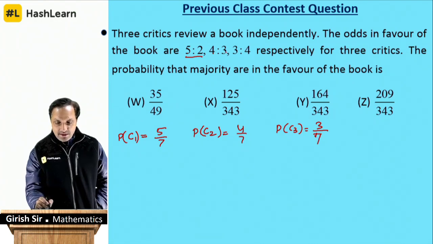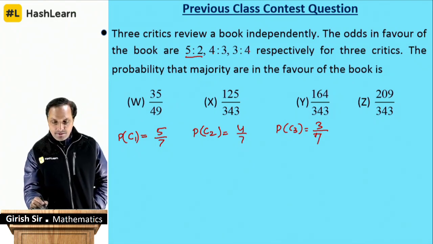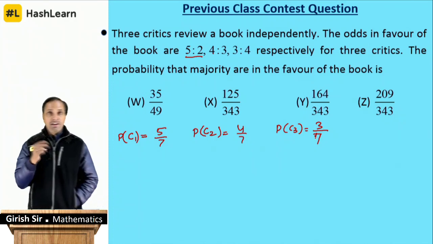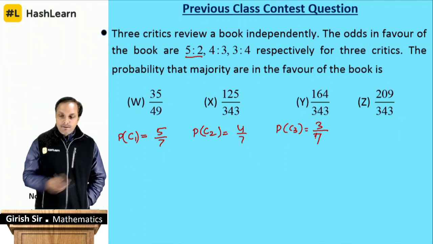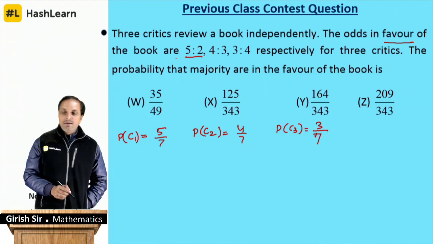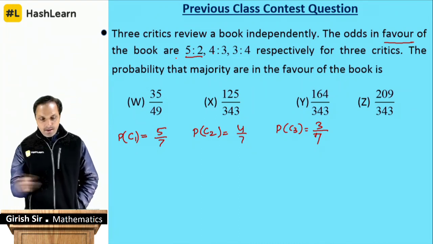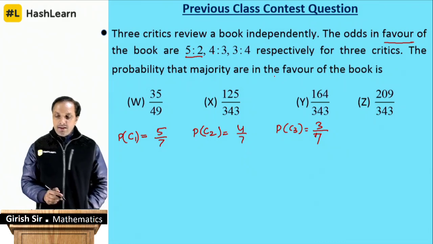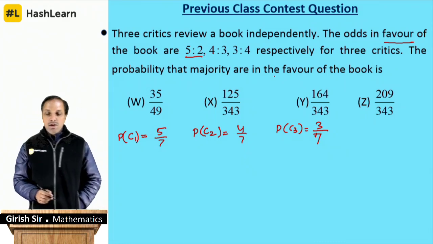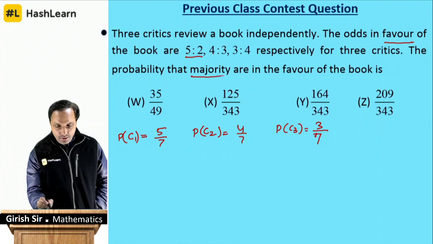So 4 plus 3 is 7, that should be in the denominator. 3 plus 4 is 7, that should be in the denominator, and the numerator will be what? The favor. Favor means the first one. If it is against, you need to take the second one. Okay, the probability that the majority are in favor of the book. Yeah, this part is very important.